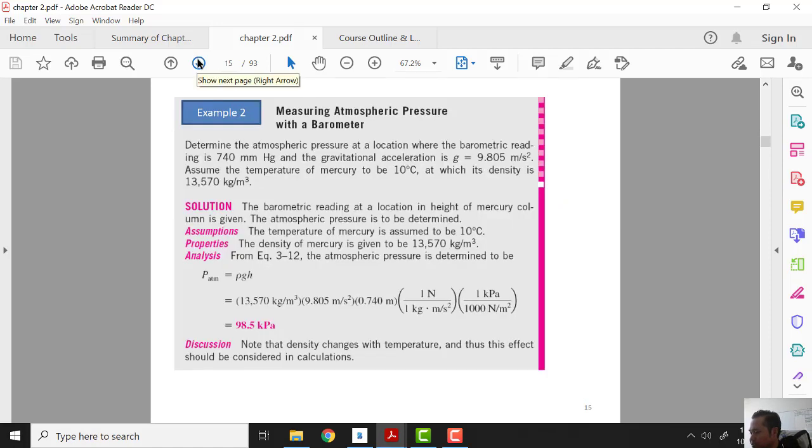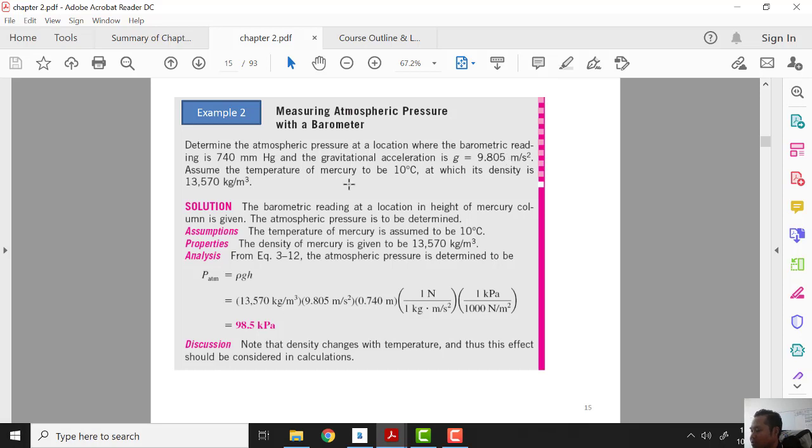Alright, this is an example about how to measure pressure with a barometer. Determine the atmospheric pressure at a location where the barometer reading is 740 mmHg and the gravitational acceleration is 9.805 meter per second square. Assume the temperature of mercury to be 10 degrees Celsius, at which the density is 13,570 kilogram over meter cubic.